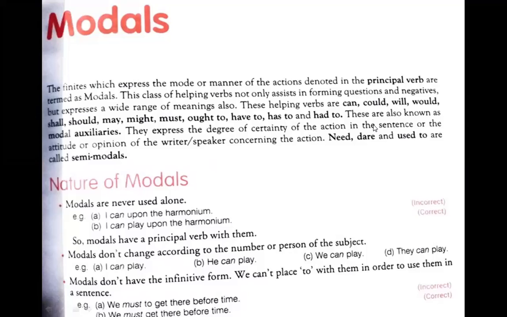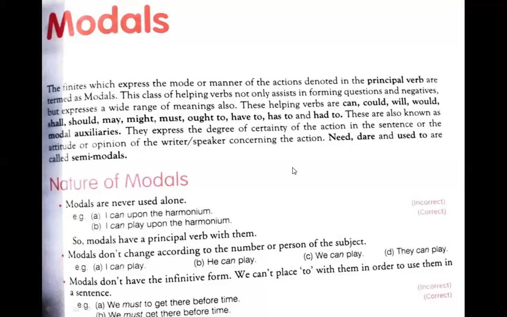See, the examples are given. I can upon the harmonium. This sentence is absolutely wrong, students, the first one, because it requires a verb to complete its meaning. Now you see the next sentence. I can play upon the harmonium. Now you see, play is completing its meaning. Thus, we need to understand this play is the verb of the sentence and can is assisting this verb play to complete its meaning, and it refers to the mood also, of the modals. So modals have a principal verb with them.